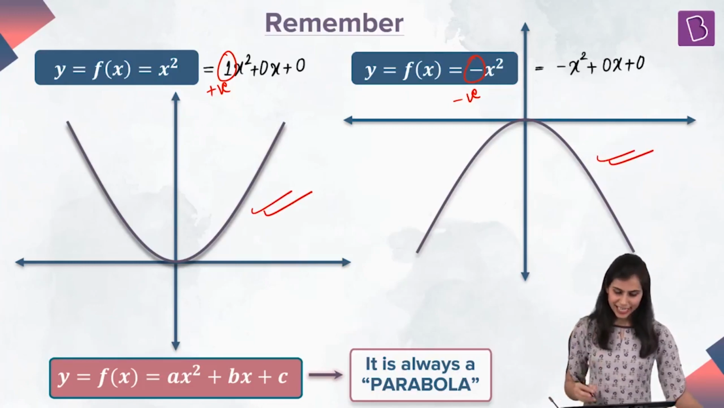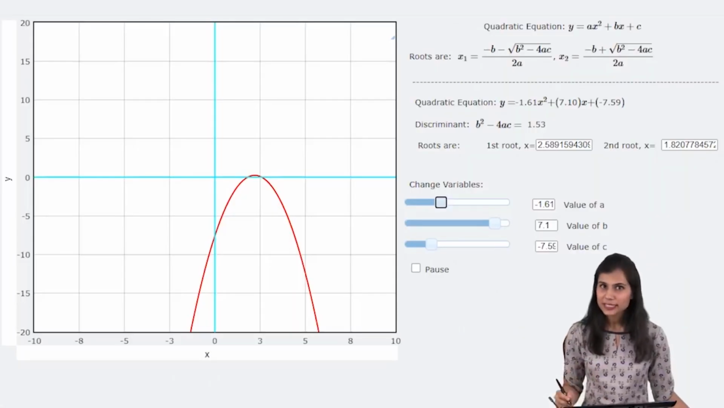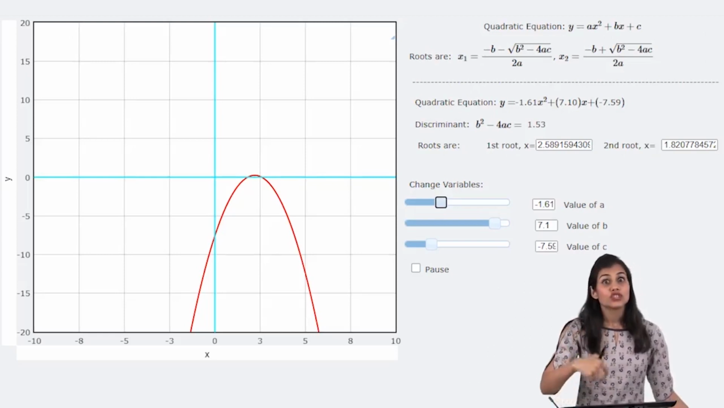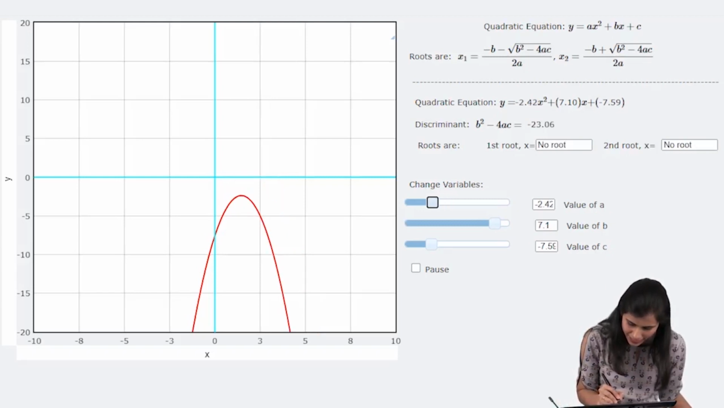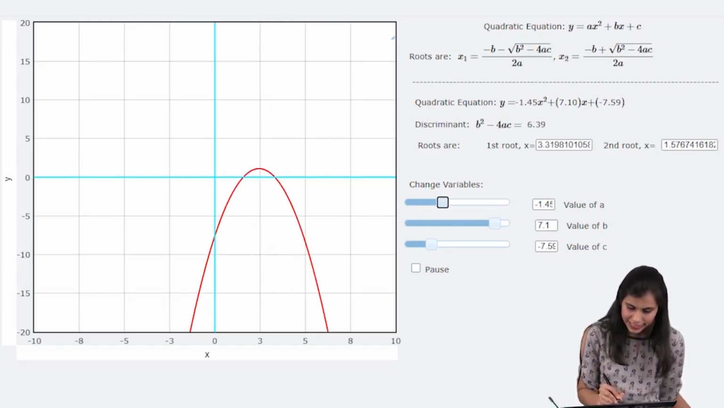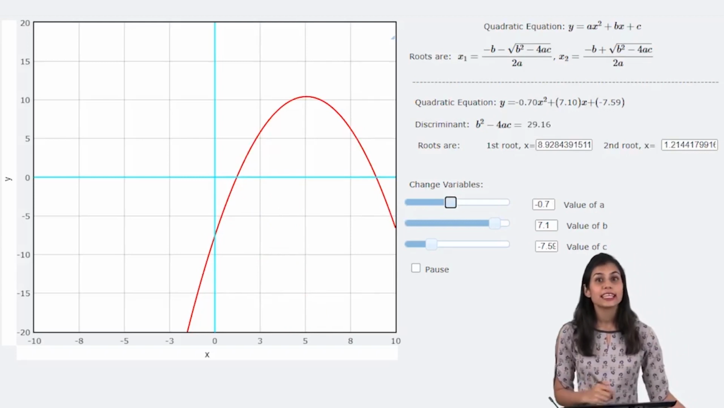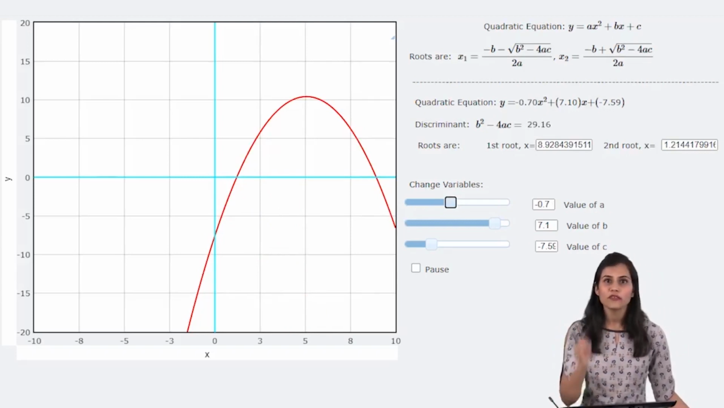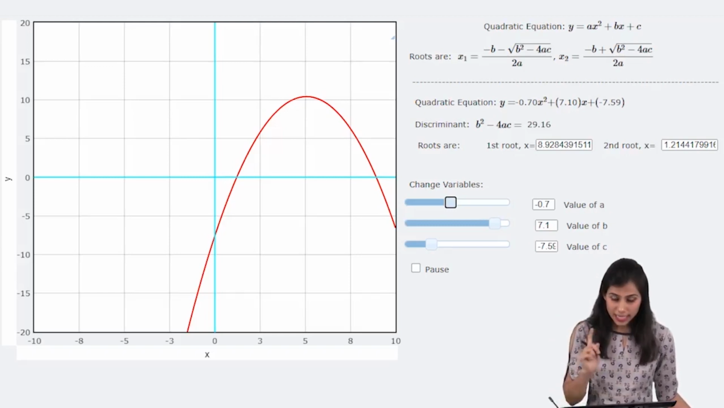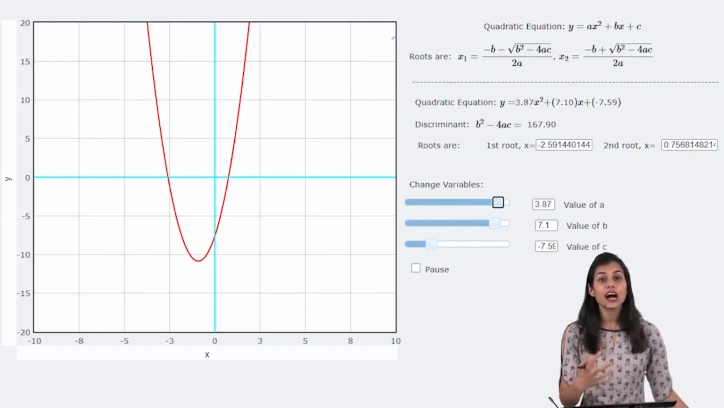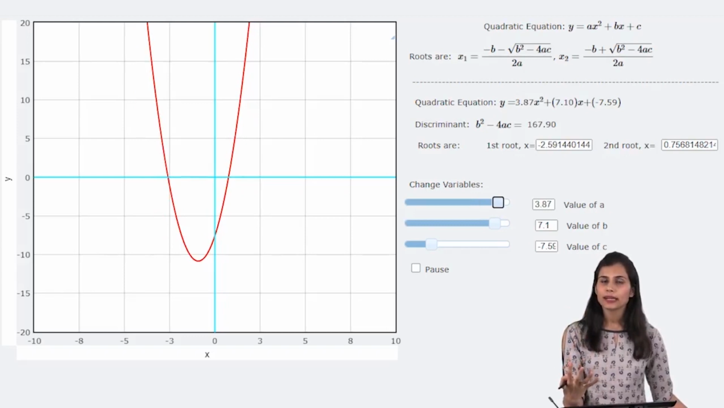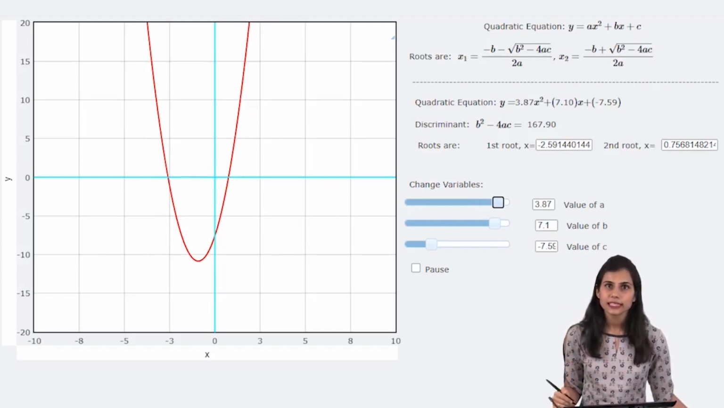To convince you on this, let me take you to the same simulation. In here, I'm going to keep the value of b and c constant. I'm just going to vary a, which is my leading coefficient, over positive reals or negative reals. See, as I am varying my a over negative reals, each time the parabola I am getting is a downward opening parabola, the graph of ax square plus bx plus c. And if I vary my a over positive reals, you can clearly see the graph each time is an upward opening parabola of ax square plus bx plus c.